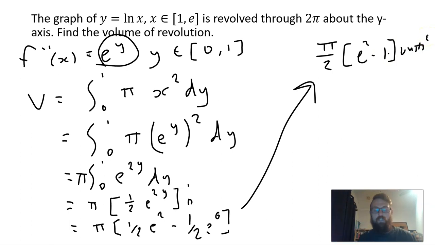So there you go. That's how we revolve our graph around the y-axis. So we've now looked at the y-axis and the x-axis. Hopefully we can have a look at some examples ourselves now.